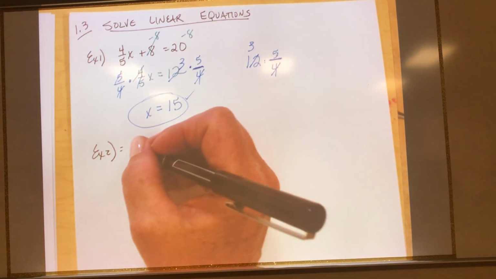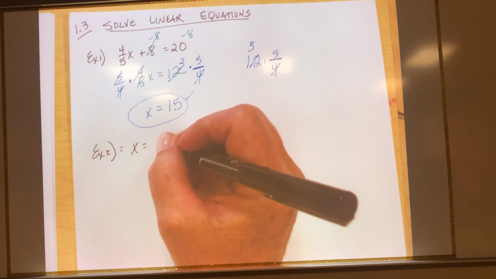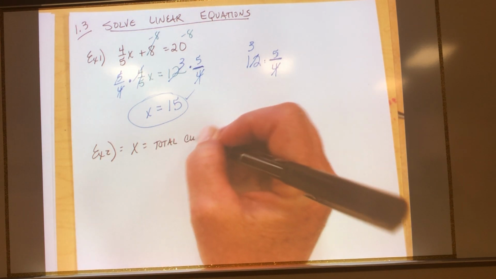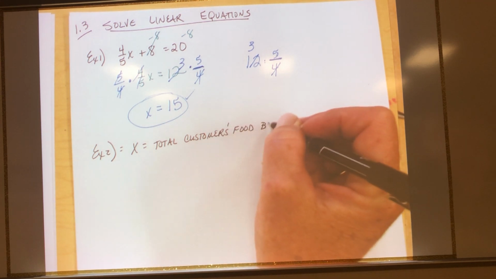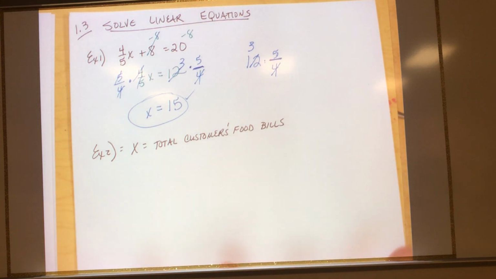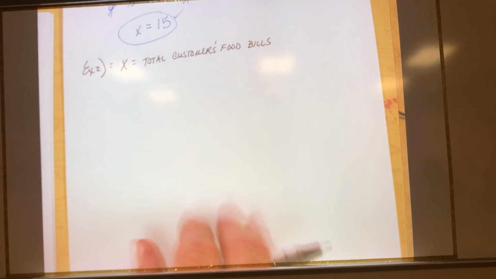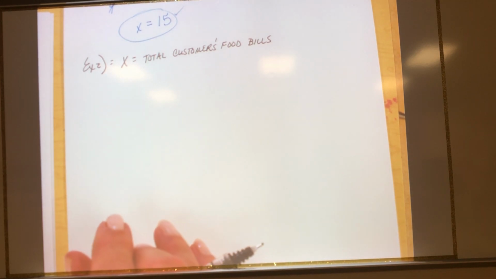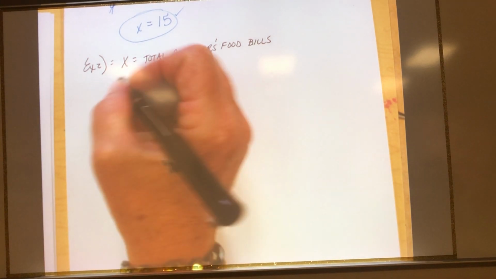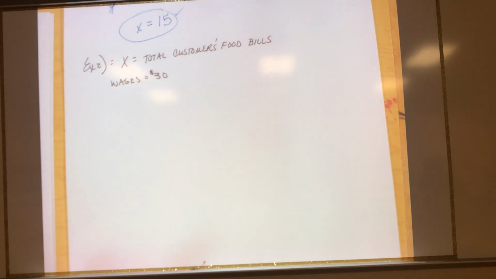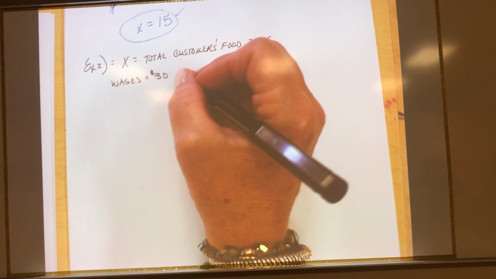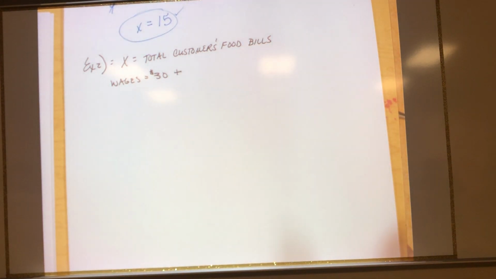I'm going to use X. X represents the total of the customer's food bills. Now I'm going to read it again, and we're going to write down the stuff that's important. During one shift, a waiter earns wages of $30. Stop. So his wages are $30. And what does that mean? Plus he's going to get something else. He gets an additional 15% in tips on customers' food bills.